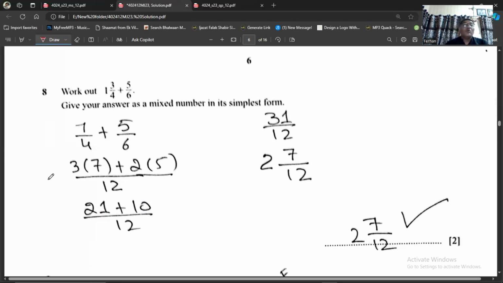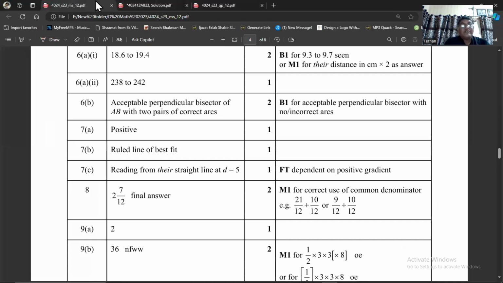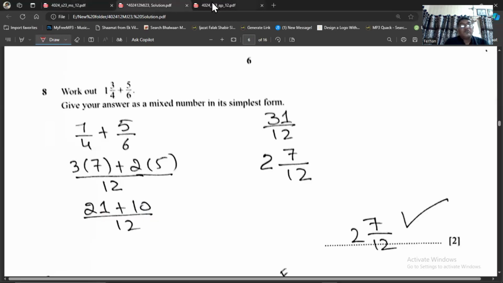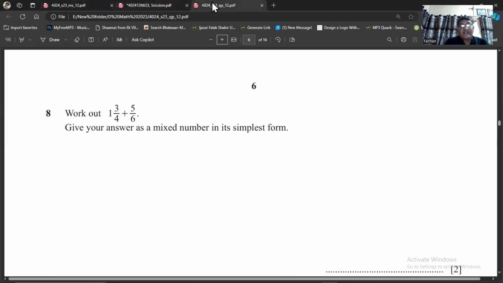So that is 2 whole 7 by 12. So my answer is 2 whole 7 by 12. So 2 whole 7 by 12 is the right answer, sir. So we are going to the next question.